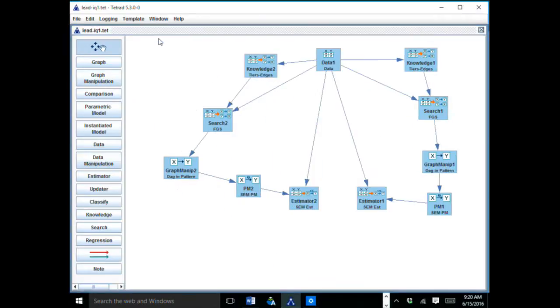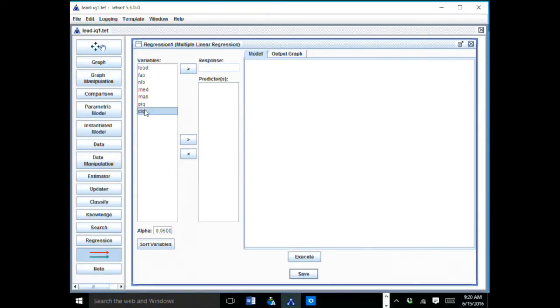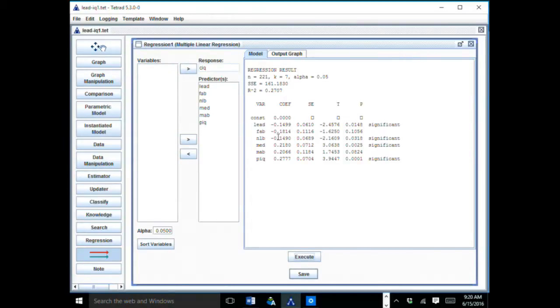So the original paper was all regression. And in the regression, lead was taken to be the output. I mean, CIQ was the output. And everybody else was taken to be the input, right? And in that, you had a negative 0.15, and it was significant at 0.01. So now the coefficient is negative 0.17, significant at about the same level. So this underestimated the effect of lead.